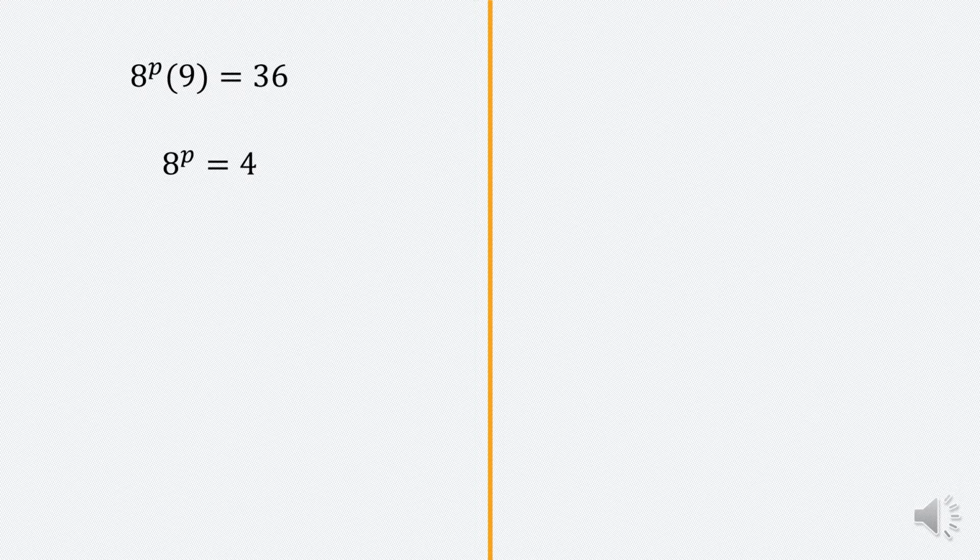Now we have to make the bases the same. So I can make 8 have a base of 2 and make 4 also have a base of 2. So 8 is 2 exponent 3, 4 is 2 exponent 2. So let's do that. We have 2 exponent 3, all exponent p is equal to 2 exponent 2.